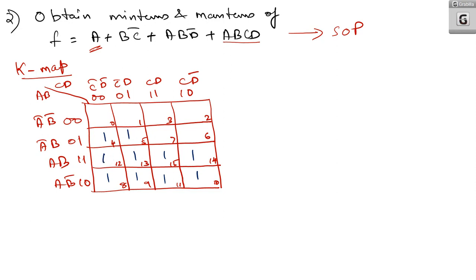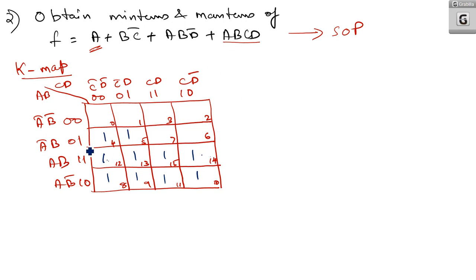Now AB D bar. That means AB is fixed. AB is here. Then D bar comes where? AB D bar means you should take this one and this one. AB means the third row is fixed and D bar is in first column and last column. You should write 1 and 1. So that is fixed, so no need to rewrite it.